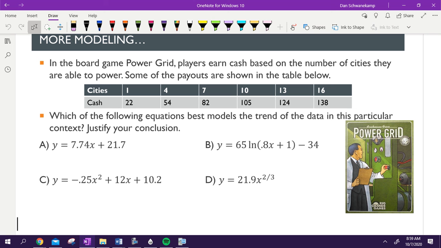Okay, which of the following best models the trend of the data in the particular context? Justify your conclusion. All I want you to do is type that data into your calculator and look at it. Then, based on that data and what we just described, figure out which one of these 4 equations is going to best model this game in the future. If we were to continue this out, which one's going to be the best one? Have a justification for what you're doing. That's the most important part. And it doesn't always have to be that the R squared value is better. It has to be, I think it's this because of this reason.